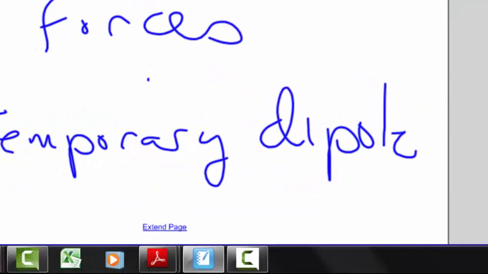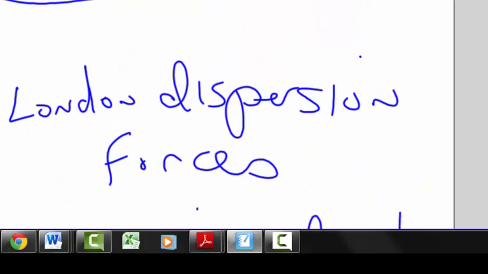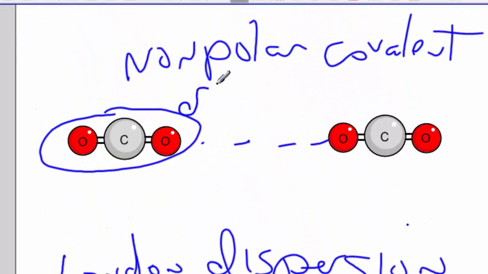That is, sometime in this random motion, there's going to be a kind of partial negative end to this molecule and a kind of partial positive end to this molecule. Now, these are not permanent. These are temporary. They disappear almost as fast as they appear. But for that moment they exist, it causes like a chain reaction.